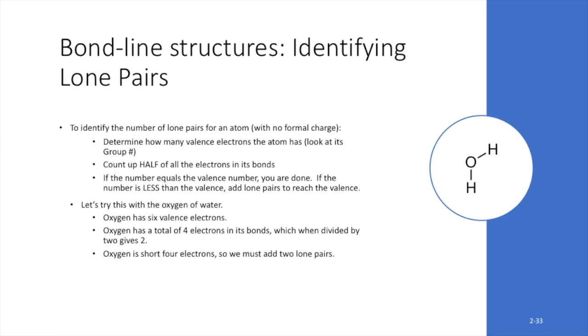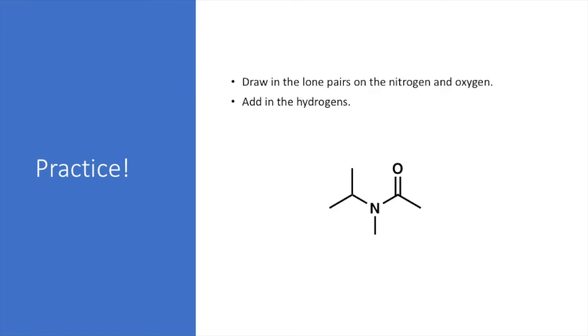Let's also try that with water. So water, the oxygen atom has 6 valence electrons. Here, there's a total of 2 bonds shown, which accounts for 4 total electrons, which when divided by 2 gives us the number 2. So oxygen is short 4 electrons, so we have to add 2 lone pairs, just like that. Let's practice this. So let's add in the lone pairs on the nitrogen and the oxygen, and then go through and add in all of the hydrogens.